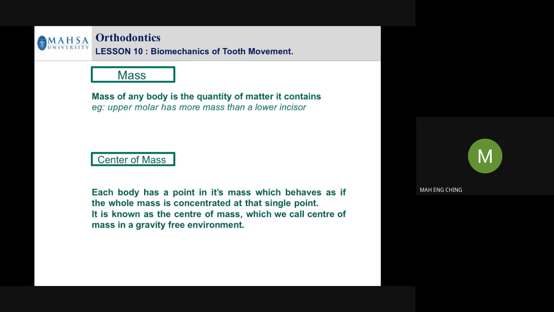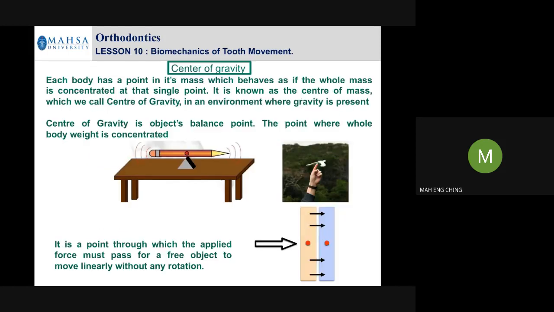It's known as the central mass, which we call the central mass in a cavity-free mode environment. So central mass means that there's a free environment, no gravity, and there's a point where all the mass is concentrated in one point. We call it central mass. But if this central mass is in an environment which has gravity, then we call it central gravity. It's the same point, but as it's in the environment with gravity, we consider it central gravity.